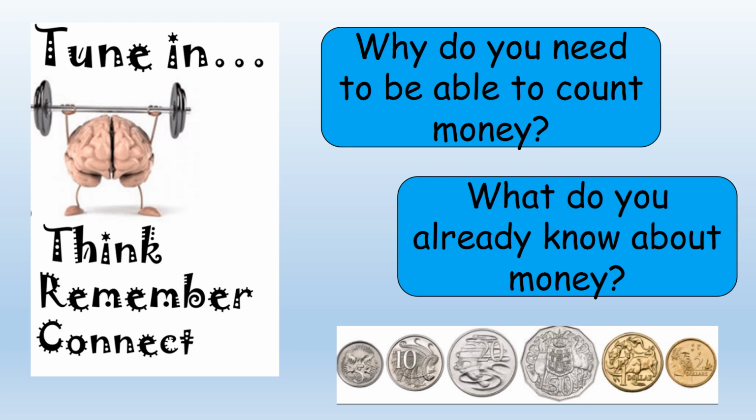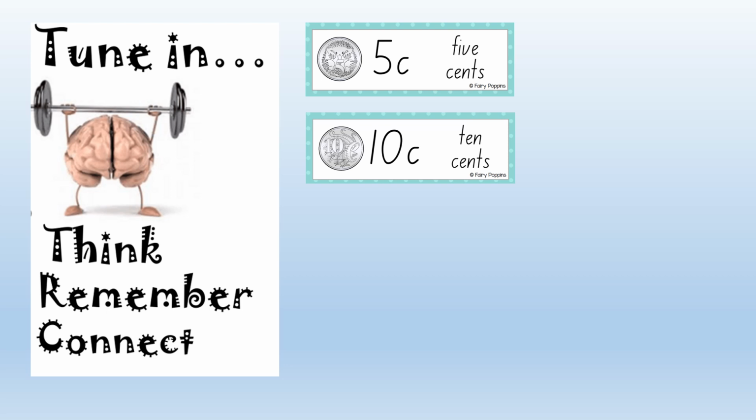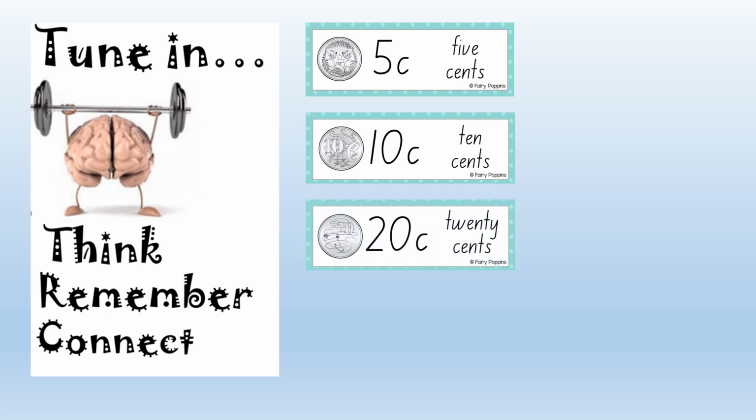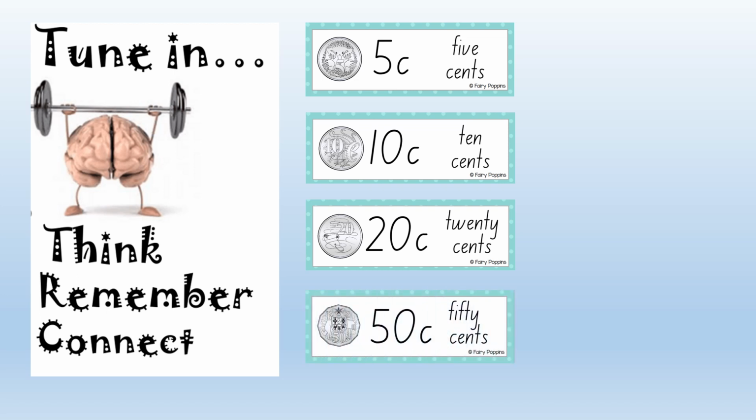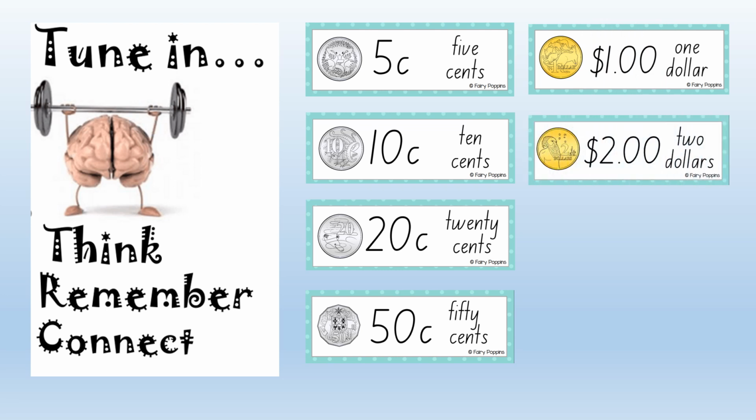Last week, you were learning about money with Mrs. Thompson. She showed you the different types of money coins that we use when we buy things at the shop. We know that this is a 5-cent. This one is a 10-cent. This one is 20 cents, 50 cents, $1, $2. Today we're going to be using the 10-cent piece.